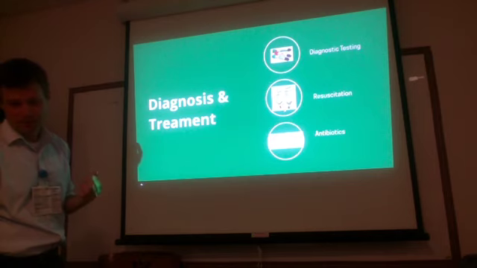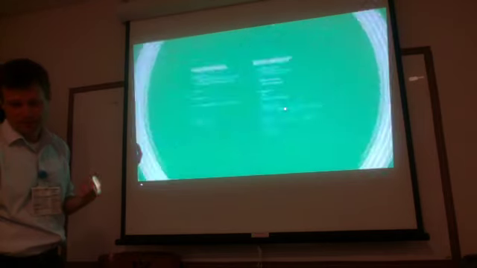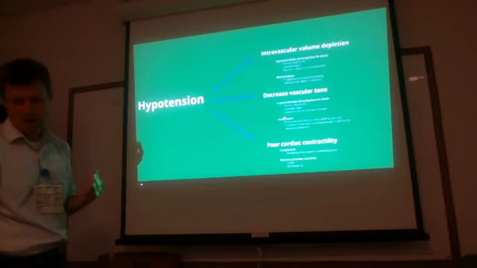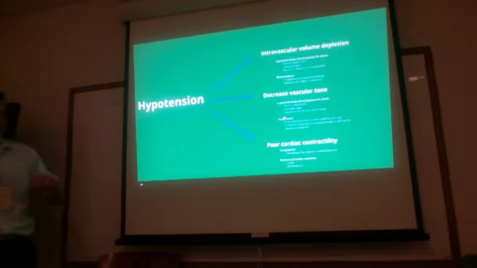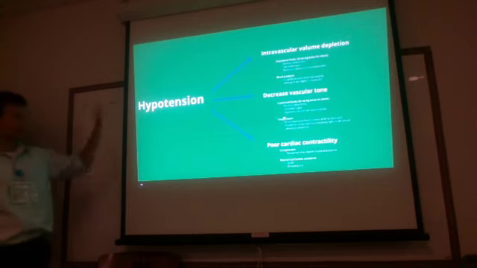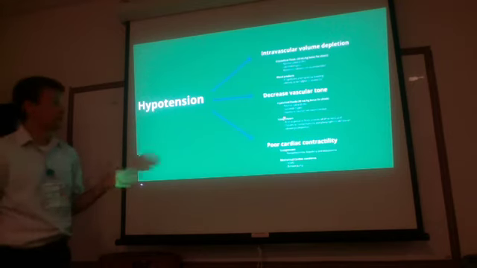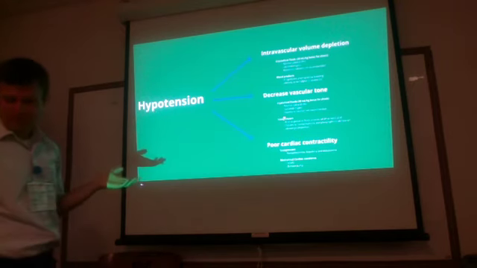And then what do we do? So in septic shock, we want to try and fix people's hypotension, because if they're hypotensive, they're not getting blood flow to their organs. So there's a couple of reasons that people get hypotension.